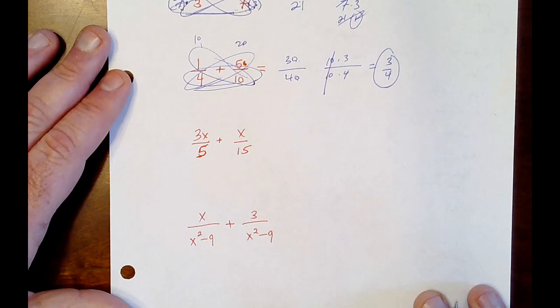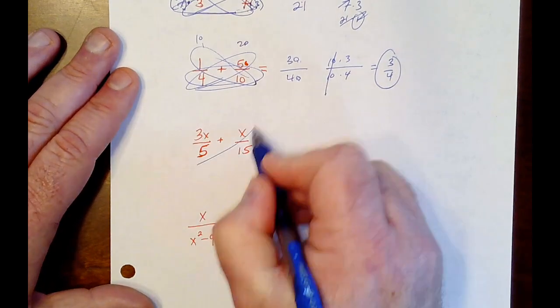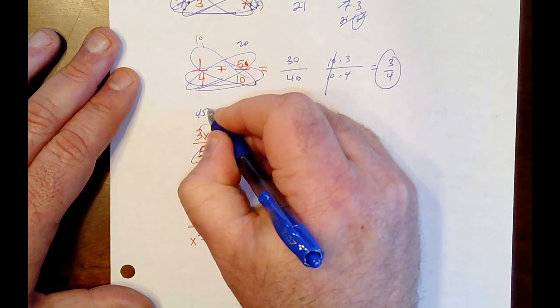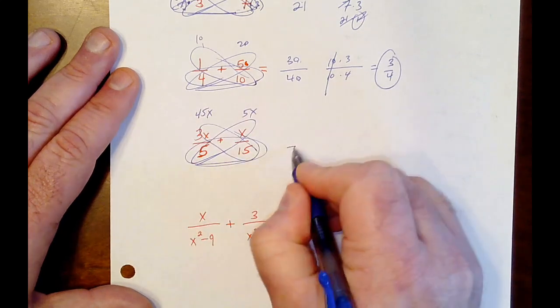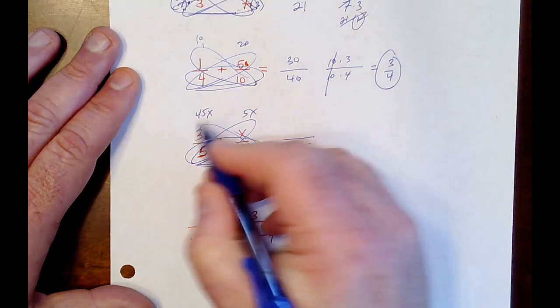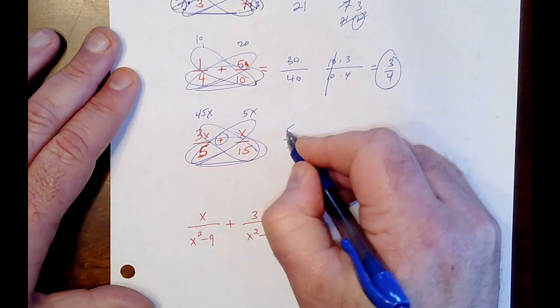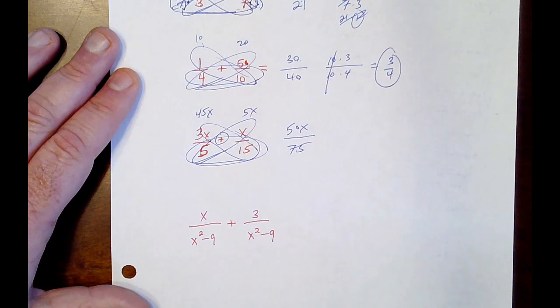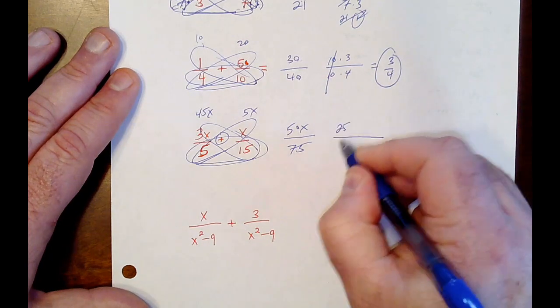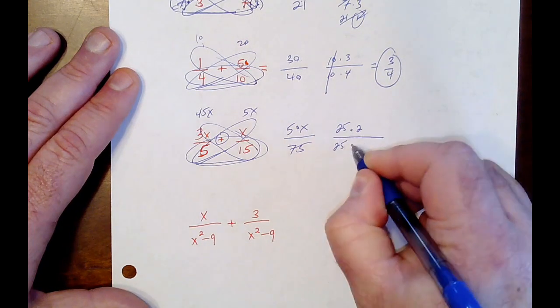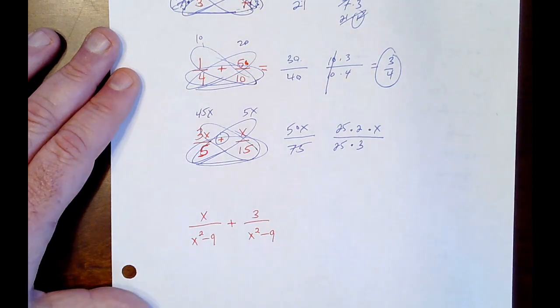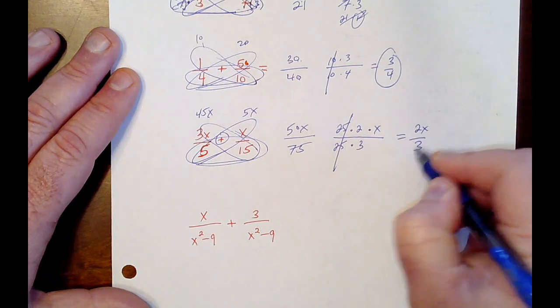If I start mixing in some letters into it, it's not really that much different. 5 times x is 5x. 15 times 3x is 45x. 15 times 5 is 75. 45 plus 5 is 50x. What are the factors of 50 and 75? Well, here's the thing. The greatest common factor of both of them is 25, times 2 and times 3 respectively. Don't forget on top you still have a factor of x. The 25s cancel out as a factor of 1. And you're left with 2x over 3 for your reduced answer.